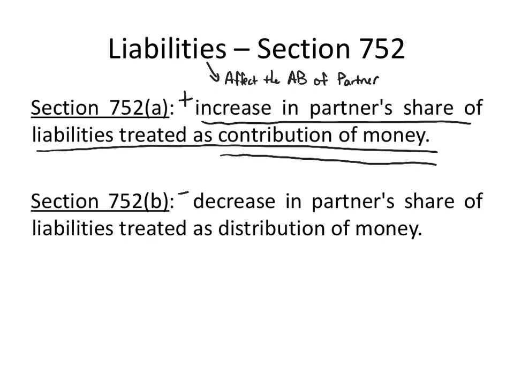However, if you have liability relief, maybe you contribute property to a partnership and the partnership takes on the liability, then your basis is going to decrease by the liability relief. So a decrease in liabilities to that partner is treated as a distribution, and it decreases the basis. And we'll talk about distributions later on.